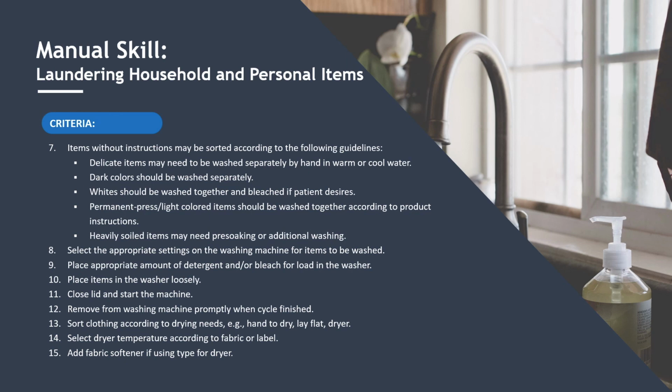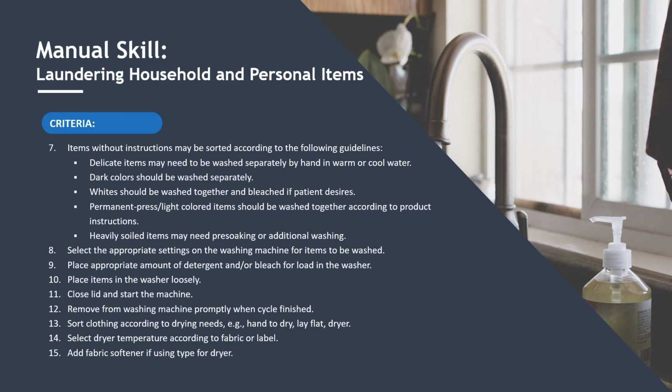Select the appropriate settings on the washing machine for items to be washed. Place the appropriate amount of detergent and or bleach for the load in the washer. Place items in the washer loosely. Close the lid and start the machine. Remove from washing machine promptly when the cycle is finished.